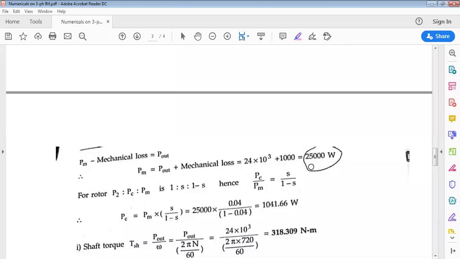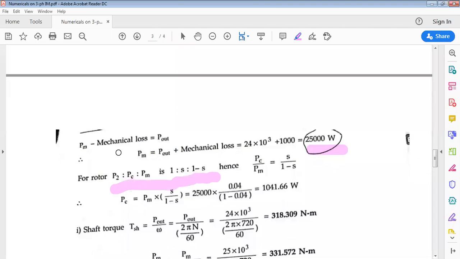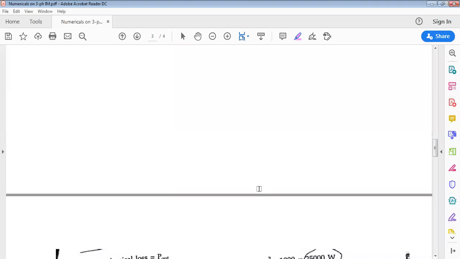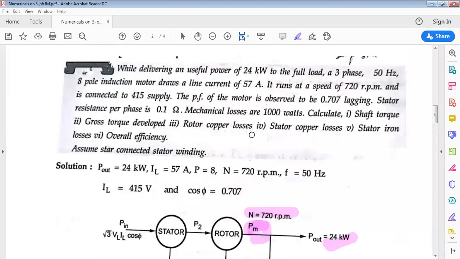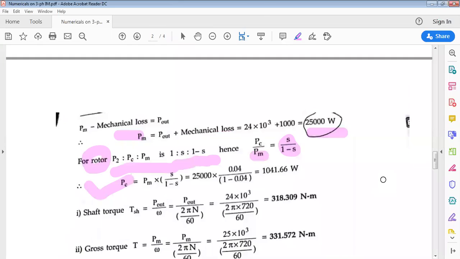So PM is 25,000 watt, and P2 : PC : PM is 1 : S : 1 minus S. Using this you can now calculate PC, because PM we have, S we have. What is PC? Rotor copper loss. Got it? So rotor copper loss you have been asked to calculate. Then shaft torque, gross torque developed, stator copper loss, stator iron loss. We'll calculate one by one.